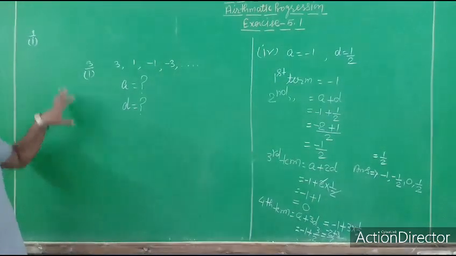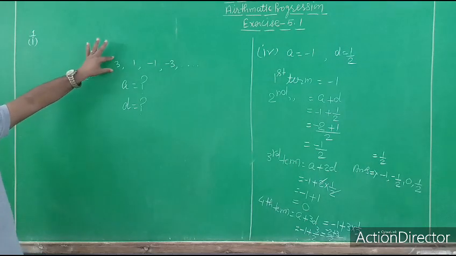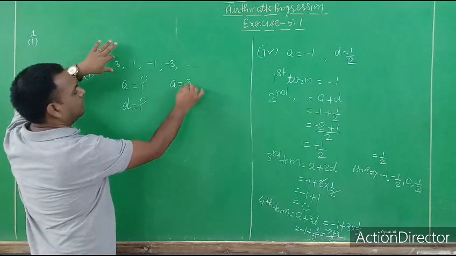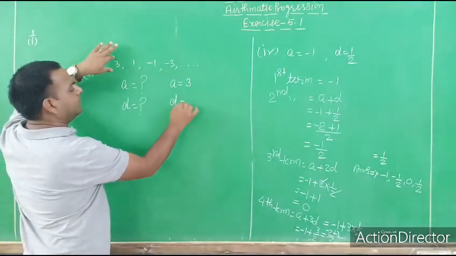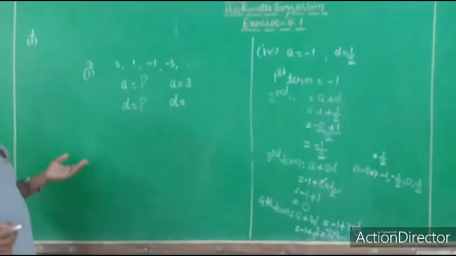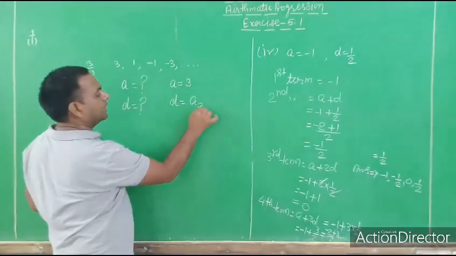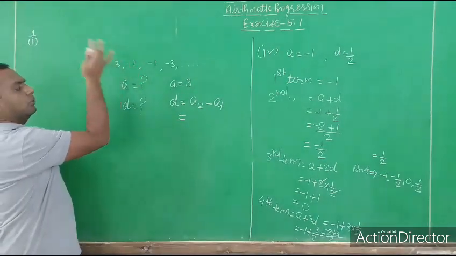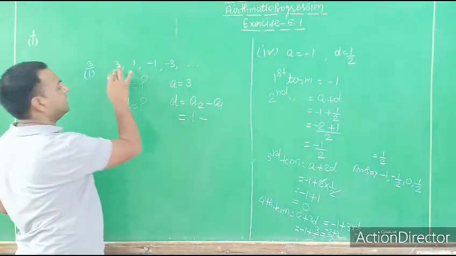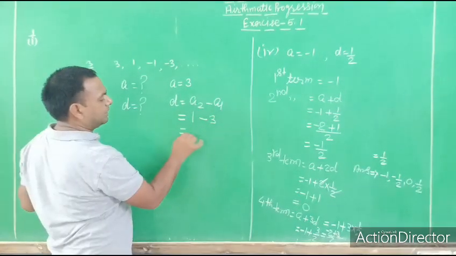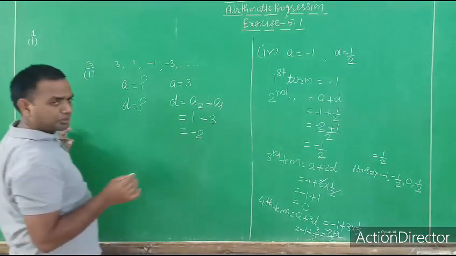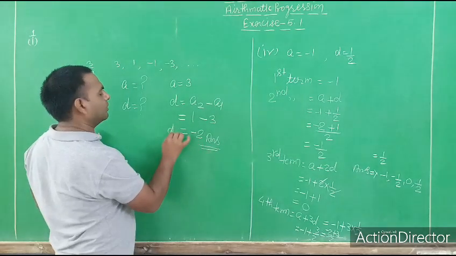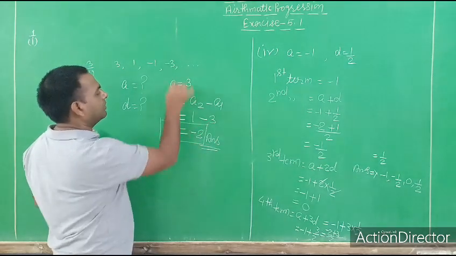All of you know that in the arithmetic progression, the first term is known as A. So the value of A is equal to 3, and D, it means second term minus first term, it means A2 minus A1. Here the second term is 1, and the first term is 3, so 1 minus 3 is equal to minus 2. So this is your answer, that D is equal to minus 2 and first term is equal to 3.